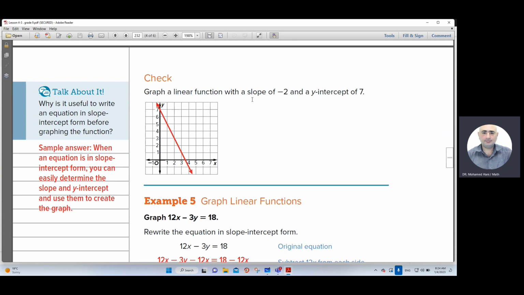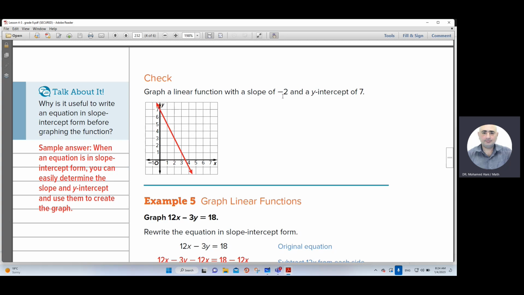Graph a linear function with a slope of -2 and y-intercept of 7. The first step, graph the coordinate plane, x-axis and y-axis. Then represent the y-intercept. So 7 in the x-axis or in the y-axis? In the y-axis. Go to the y-axis, go up 7 units. This is the first point.